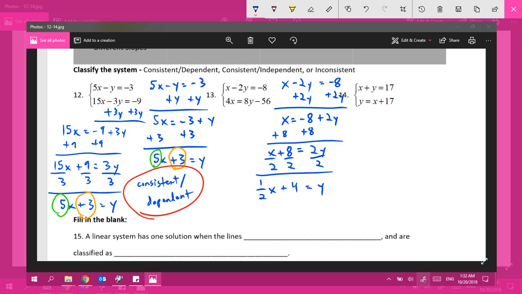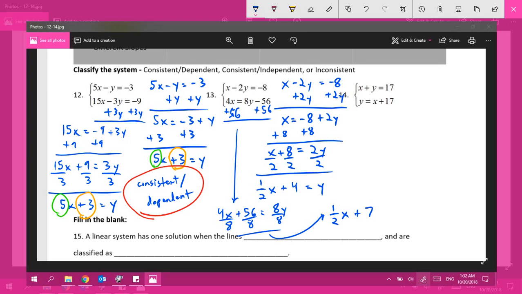All right, now my other equation, all I have to do on the second equation is add 56 to both sides. Ooh. If I add 56 to both sides, I'm going to drag that like way down here. That's going to be 4x plus 56 equals 8y. And I have to divide everything by 8 to get y by itself. So divide everything by 8. Alright, and then I'm going to drag that over here. 4 over 8 simplifies to 1/2, so it's 1/2 x. 56 divided by 8 is 7, so plus 7 equals y.